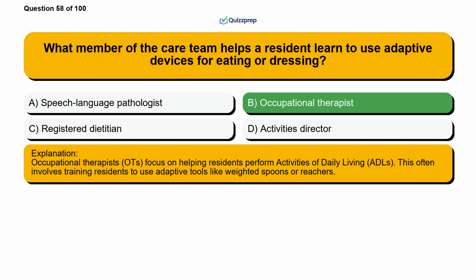Occupational therapists, OTs, focus on helping residents perform activities of daily living, ADLs. This often involves training residents to use adaptive tools like weighted spoons or reachers.